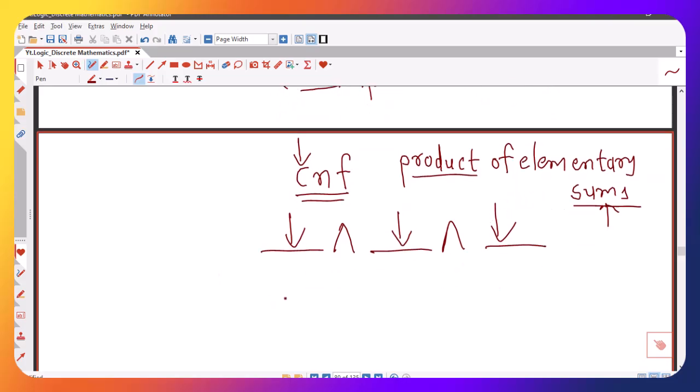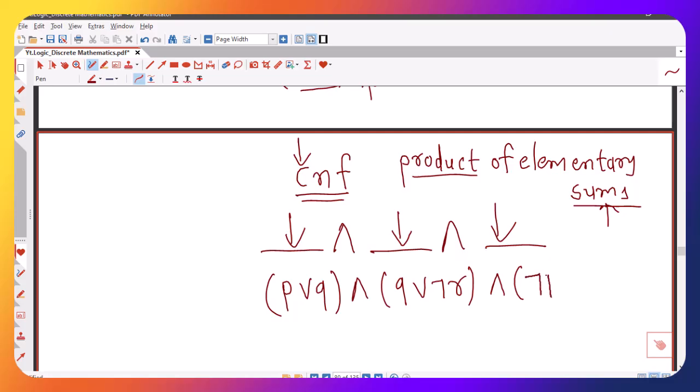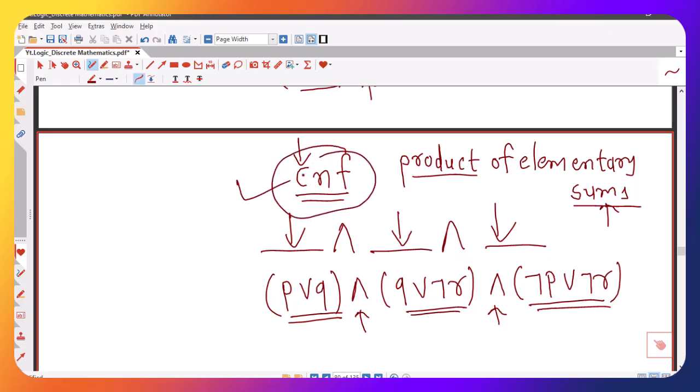We are familiar with elementary sums now. I can write P or Q, which is one elementary sum. Similarly, I can write Q or negation R, which is another elementary sum. I can also write negation P or negation R. All these are elementary sums or elementary disjunctions, and we are using the AND operator in between. Therefore, this is a conjunction of elementary disjunctions or a product of elementary sums, and that is the meaning of CNF.